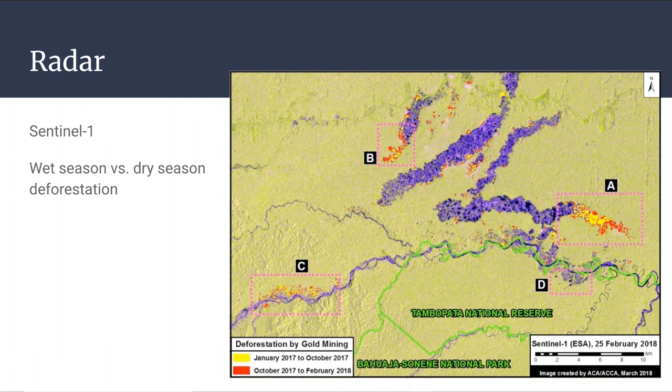In this case, we're looking at deforestation by gold mining on a seasonal basis. We're looking at the first part of the year versus the second part of the year. So several areas of interest where it looks like deforestation has occurred due to gold mining just over these short, 6-month periods of time can be identified using this data and looking at the differences between different seasons.